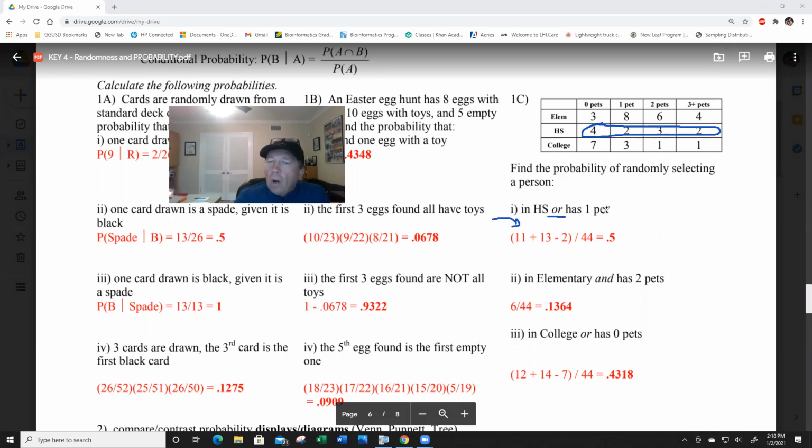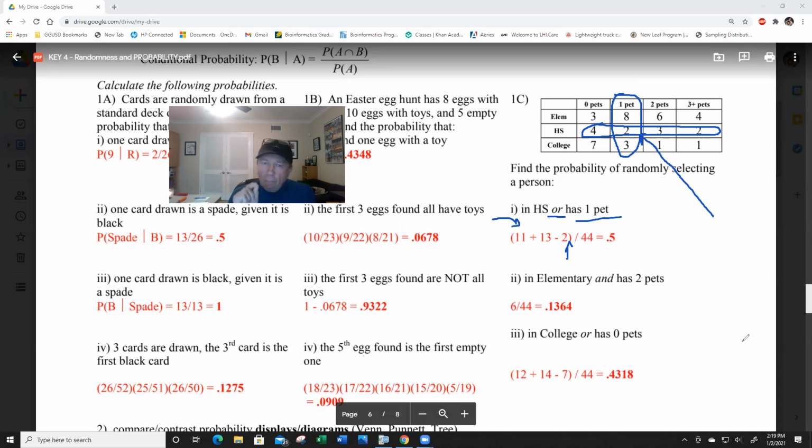11, or has a pet, all right? And pets, you could have obviously 1 pet, 2 pets, or 3 pets, okay? So there's lots of ways to do this, but it says or has 1 pet. Okay, 8, 10, 13, right? Notice minus 2. You can physically see the intersection. You can physically see that.